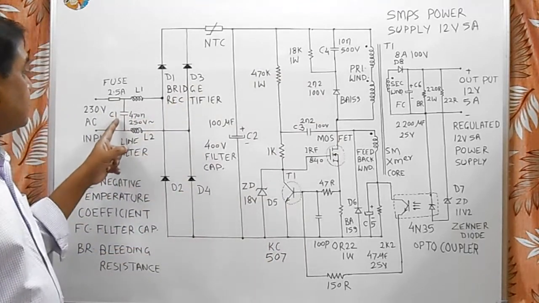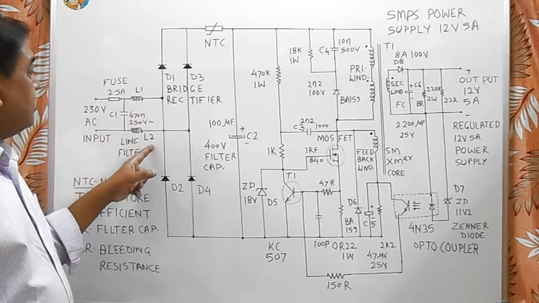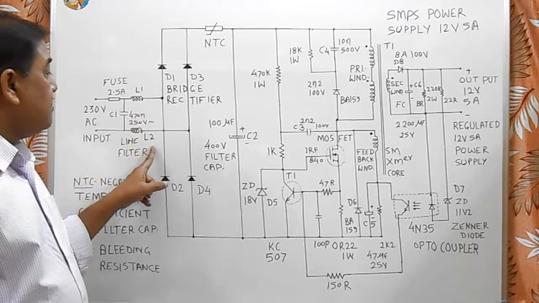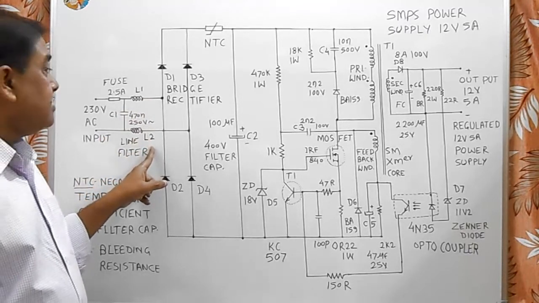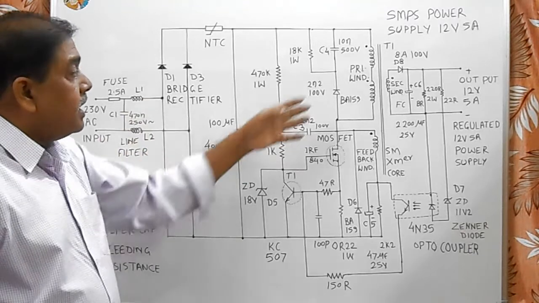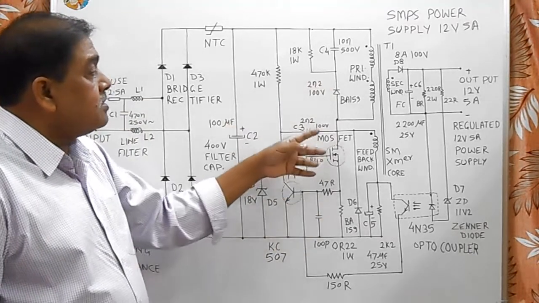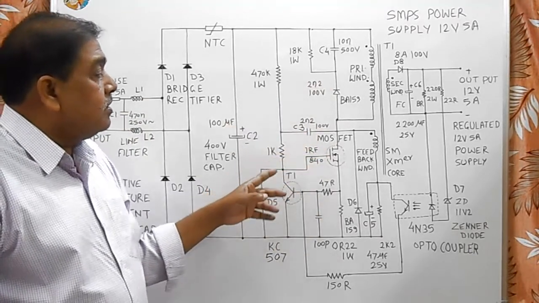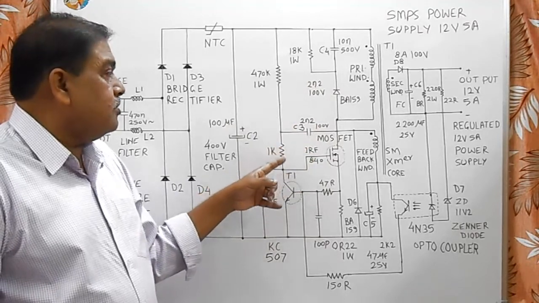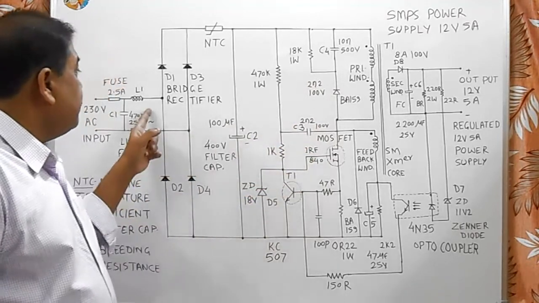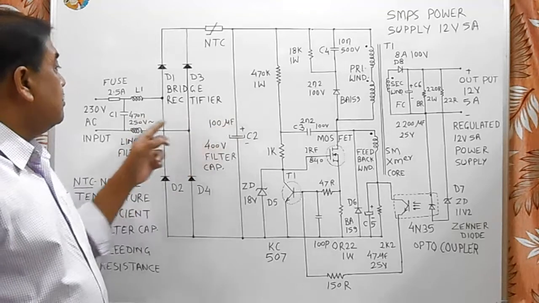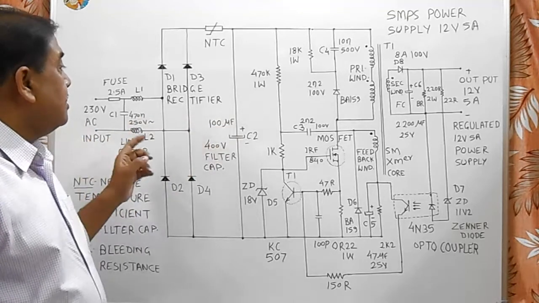Then this is C1, L1 and L2. It consists of a noise filter or line filter circuit. Here high frequency switching takes place, due to which electrical noise is produced, so this line filter avoids this noise going outside of the circuit.